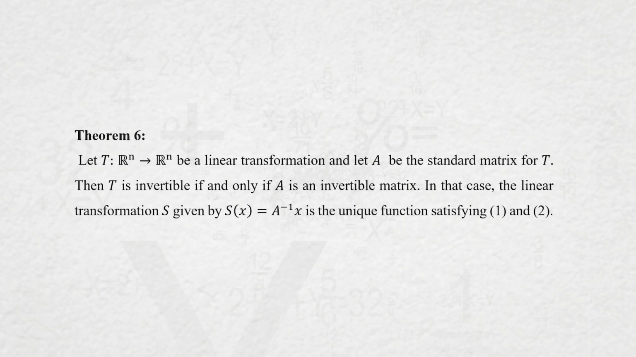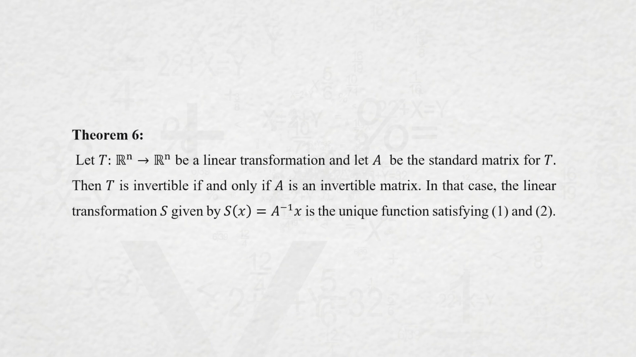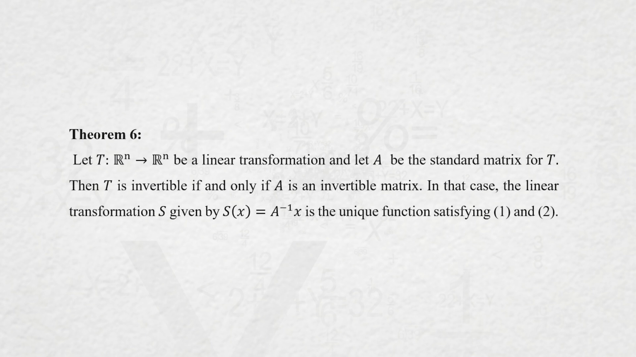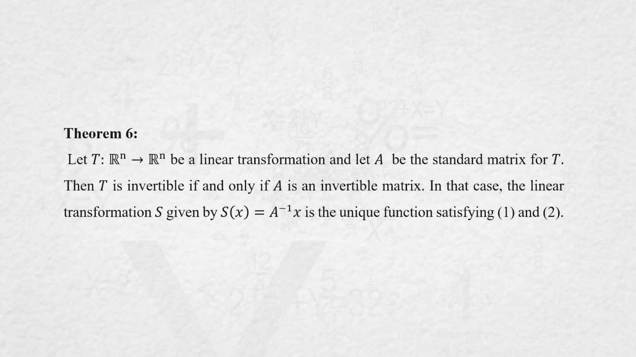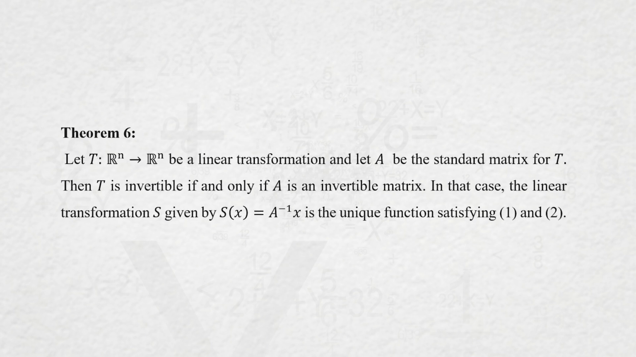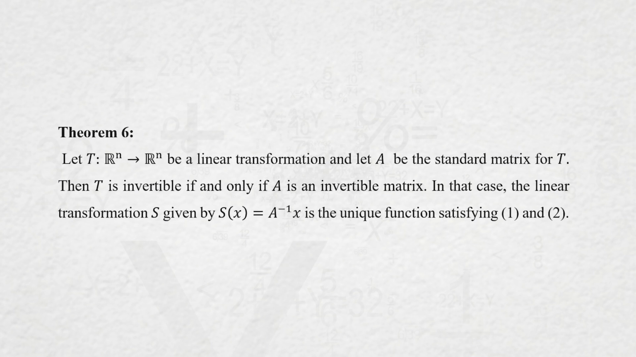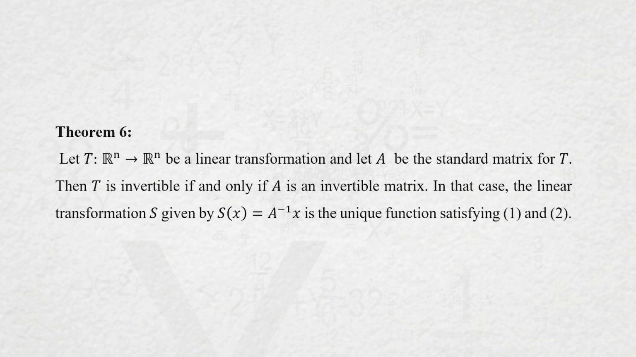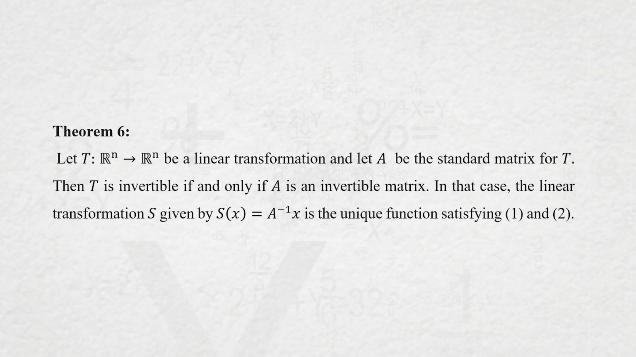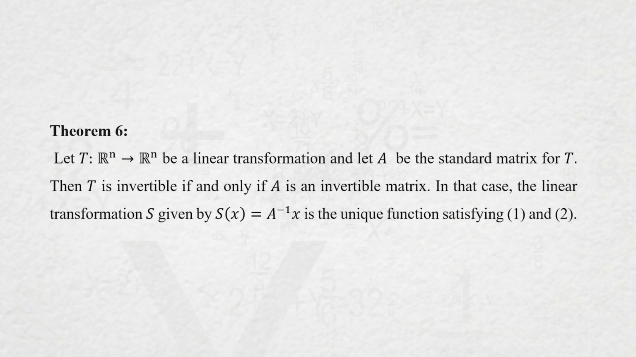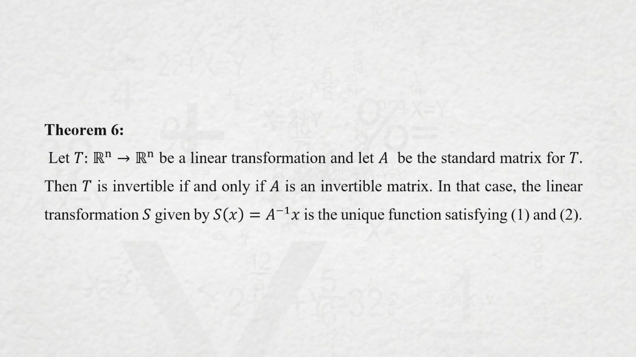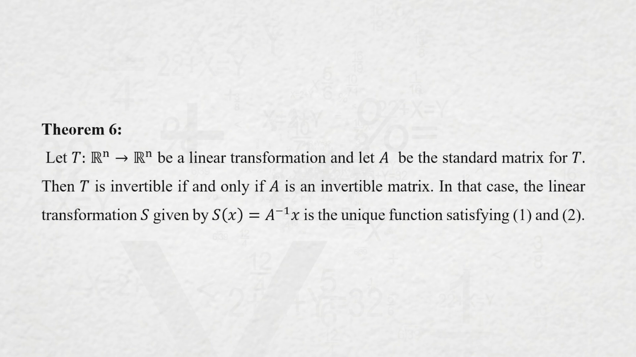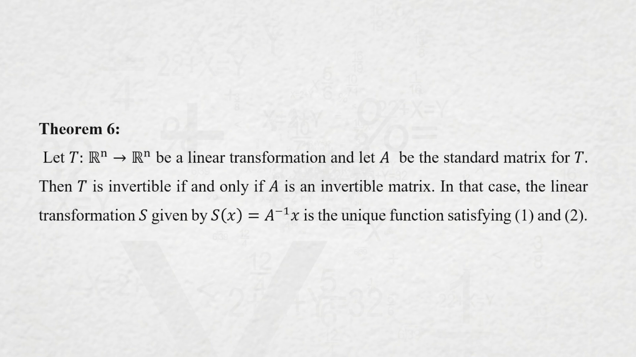Theorem 6: Let T from R^n to R^n be a linear transformation and let A be the standard matrix for T. Then T is invertible if and only if A is an invertible matrix. In that case, the linear transformation S given by S(x) = A inverse x is the unique function satisfying 1 and 2.